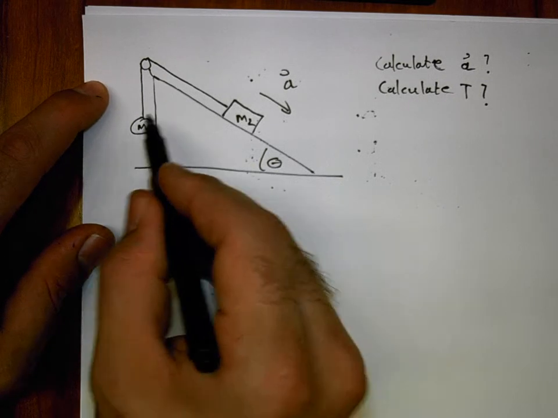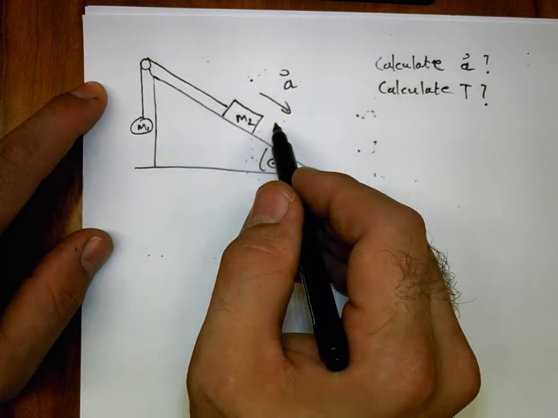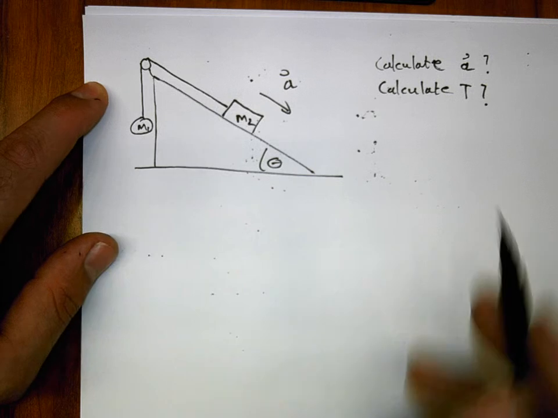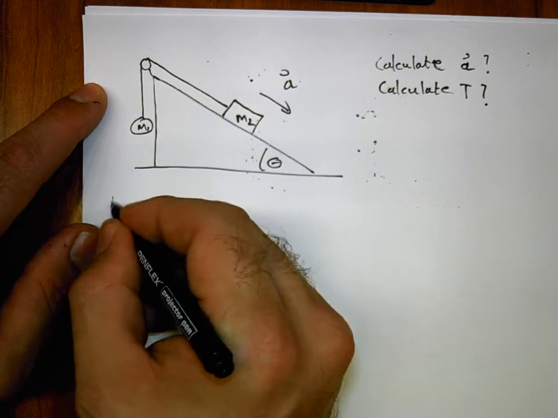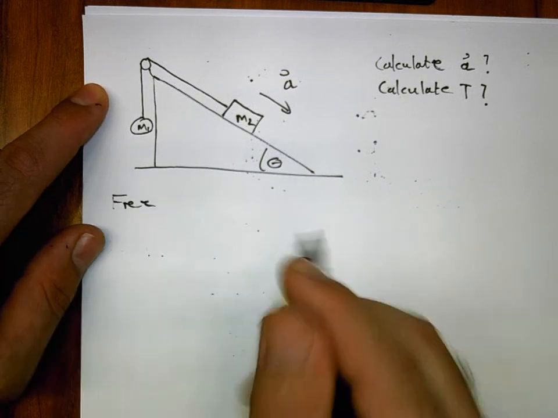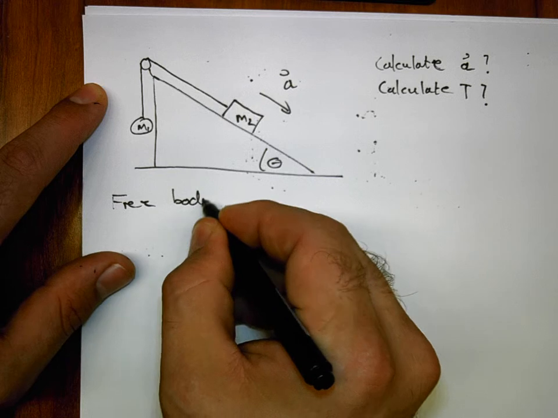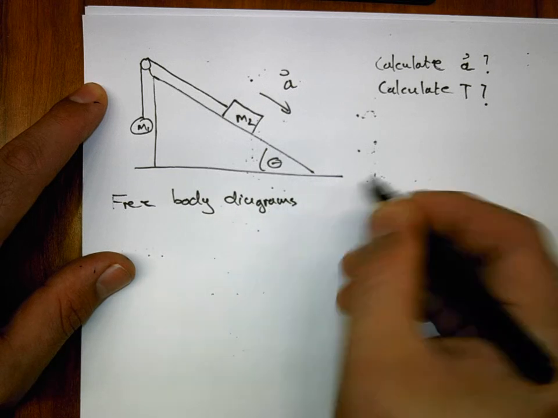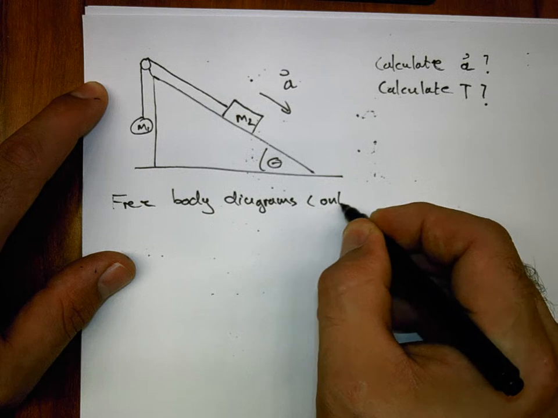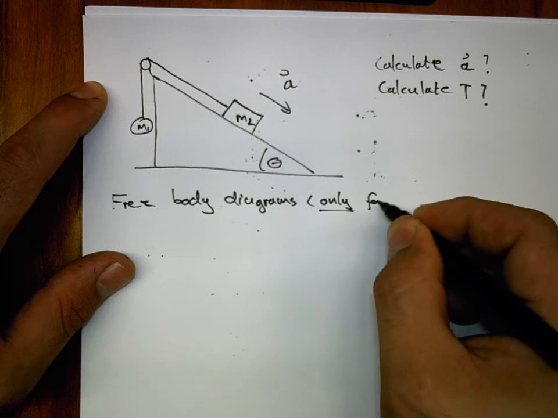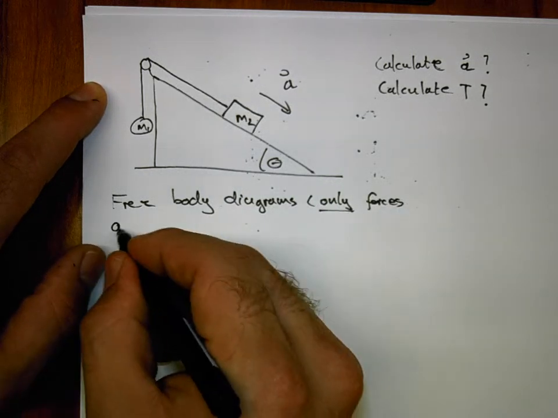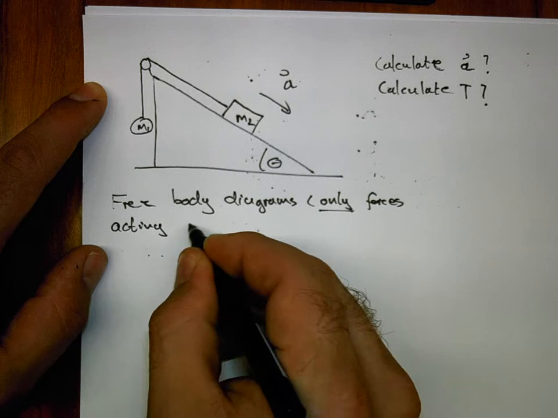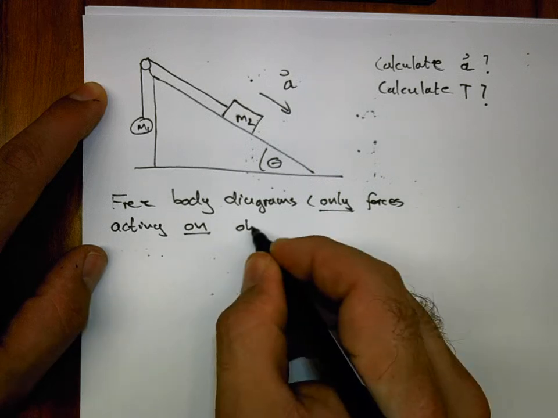First of all, we draw free body diagrams of all these objects. So let's start with mass M1. So the free body diagrams. Just remember again, only forces acting on an object are included.